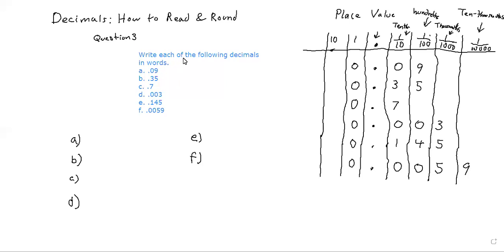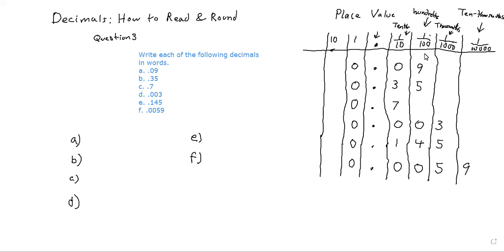We're going to use the place value system because the words are based on the place values. As we discussed in the previous section, if we write out, let's say we're doing A, this is 0.09, we write that in the place value table, we see that each digit, the 0 is in the 1/10th place, and the 9 is in the 100th place. Each digit has a place value, right? So if we want to write each of the following decimals in words, we just name the place value.